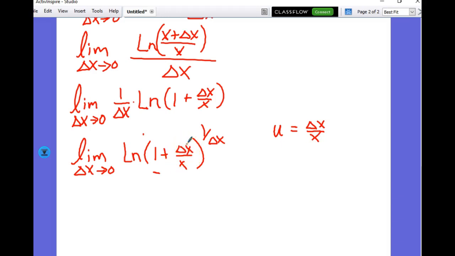But if I'm going to be replacing all the delta x pieces with a u, I need to fix this one too. So I need to figure out what delta x equals. If u is equal to delta x over x, then delta x, by cross multiplication, is equal to u times x. Okay? So if I do my u substitution there, I end up with the following.